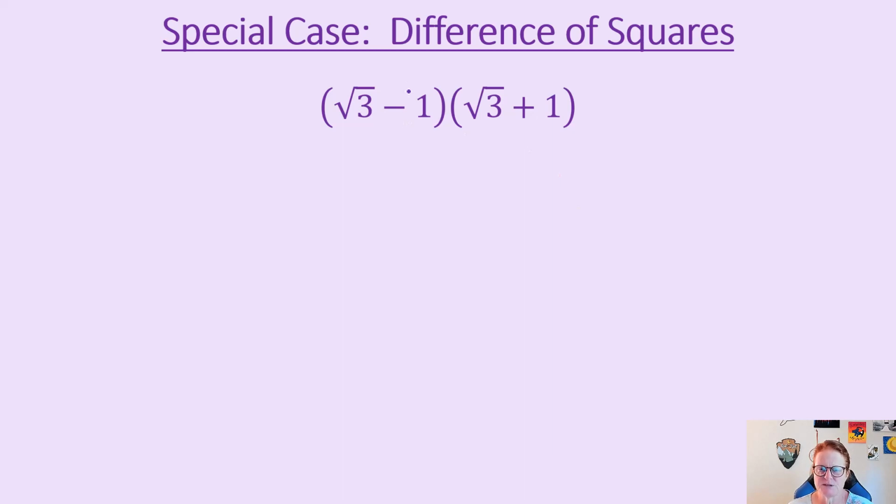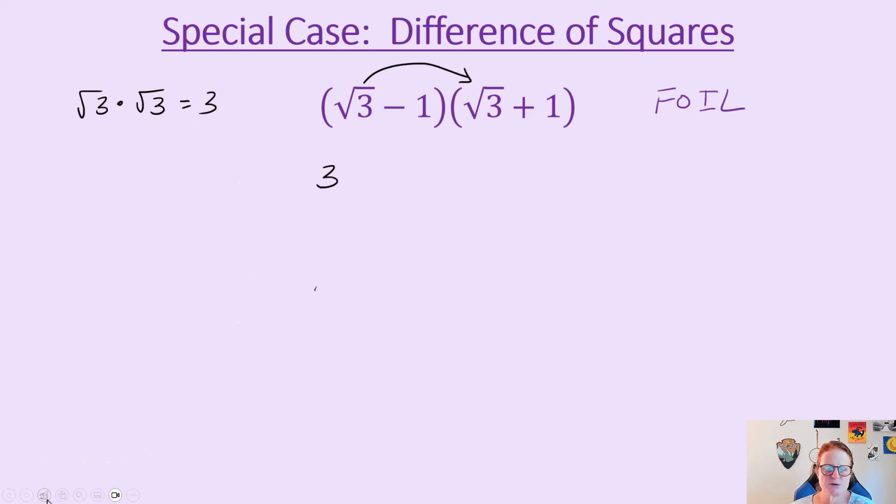So we have square root of 3 minus 1, square root of 3 plus 1. Go through the same steps of FOIL. So we're still going to use FOIL. I'm going to come up with some colors here. So I have the square root of 3 times the square root of 3. Square root of 3 times the square root of 3 is 3.